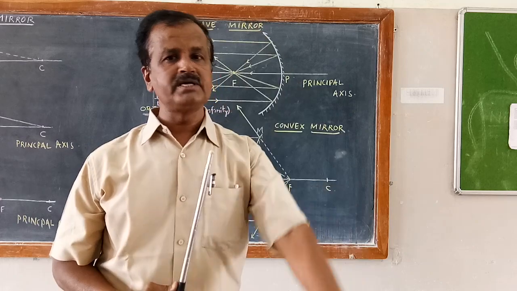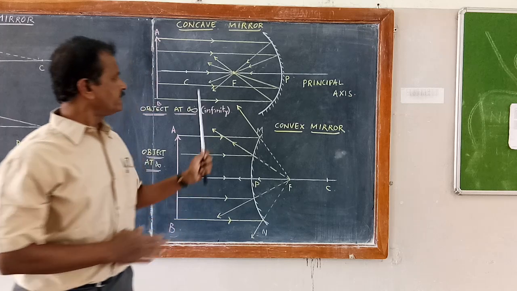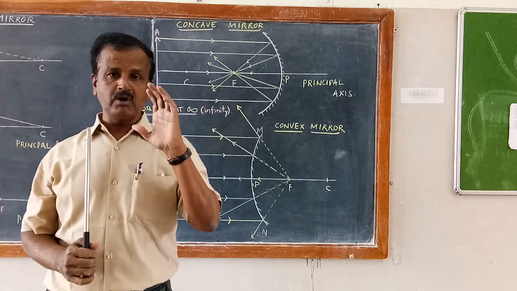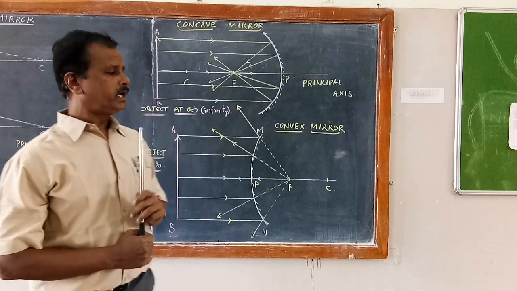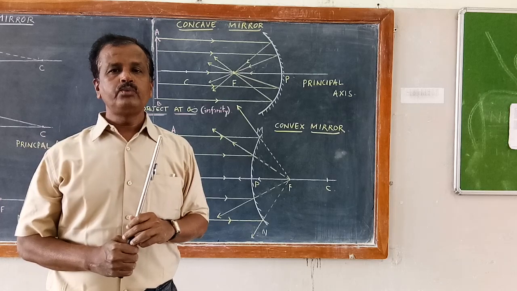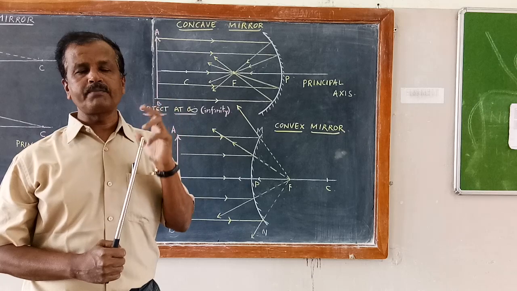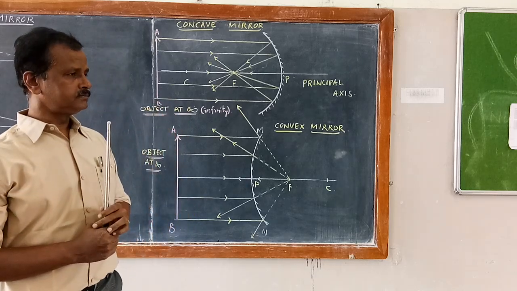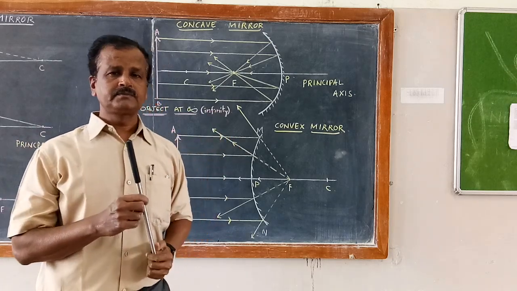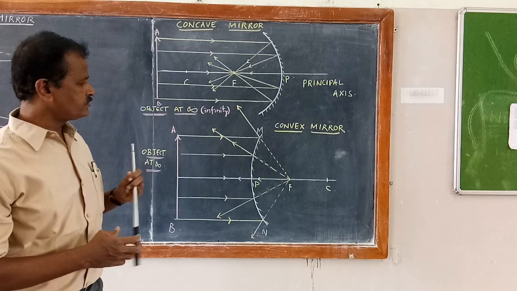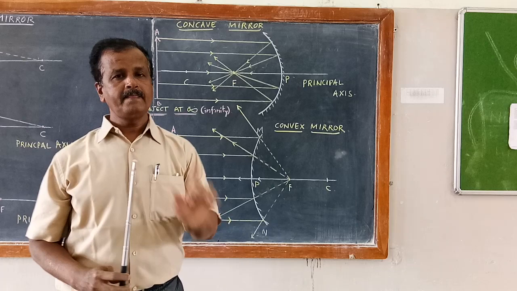So there are two types of images. One is the real image, another one is the virtual image. A real image is the one which can be obtained on the screen. And a virtual image is the one which cannot be obtained on the screen. Usually, for an erect object, the real image will always be inverted, whereas a virtual image will almost all the time be erect.